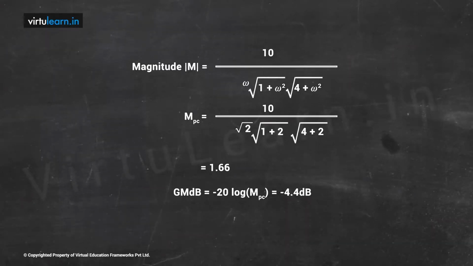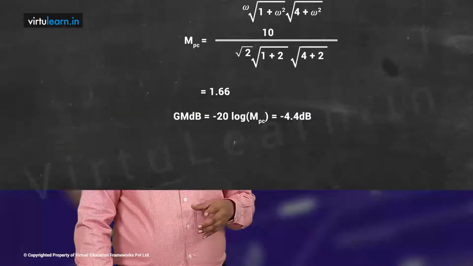So the final step is gain margin in dB. GM in dB is equal to minus 20 log MPC, that is minus 20 log 1.66. So it is going to be minus 4.4 dB. So gain margin in dB for the open loop transfer function given is minus 4.4 dB. Similarly, we can also find out the phase margin.